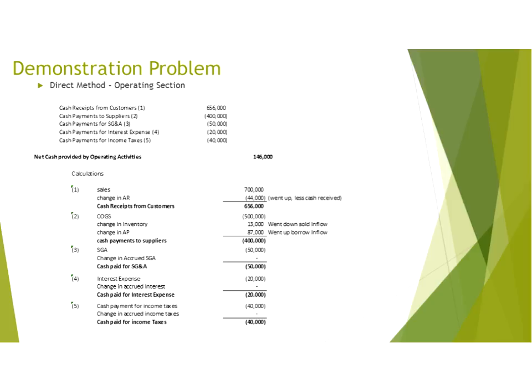The final thing that we need to look at in this scenario is cash payments for income taxes. We'll take that directly off of the income statement for $40,000. We don't have any accrued income taxes, so we don't need to make an adjustment. So our net cash paid for income taxes is $40,000, which will subtract from the cash receipts we got from our customers. So if you add your cash receipts from your customers, subtract out your payments to suppliers, payments for SG&A, payments for interest expense, payments for income taxes, we're going to get a net cash provided by operating activities of $146,000.